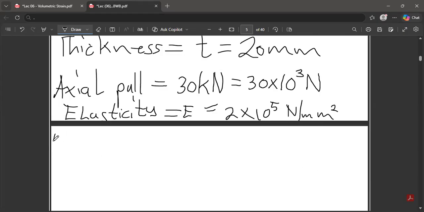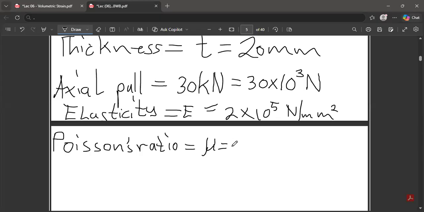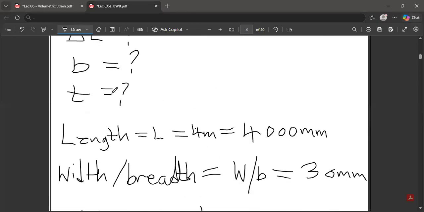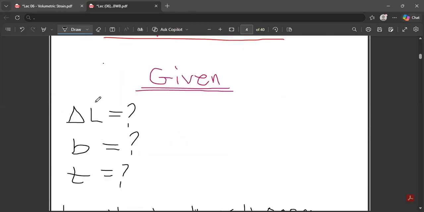Finally, our Poisson's ratio was given to us as 0.3, telling us that it is steel. So from here, we can say that we are done putting down all the givens, that is, what we were given in the question.